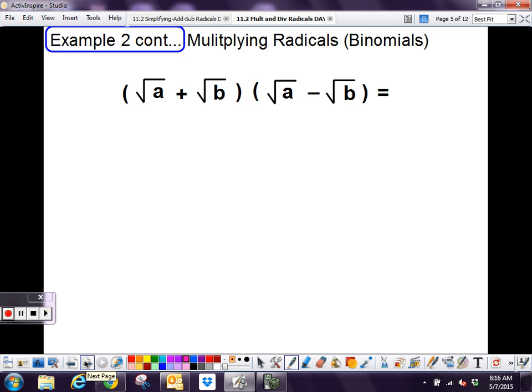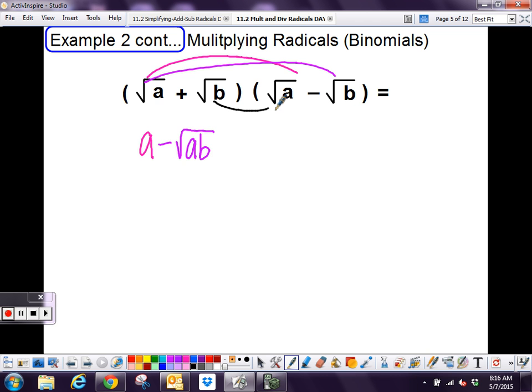Okay, so now we're going to be working with variables. So I'm going to do the first. Square root of a times square root of a. Again, any square root times itself is going to be whatever is underneath, that radicand. So square root of a times square root of a, that's just a. Now we're going to do the outside. So square root of a times the negative square root of b. So that's going to be minus the square root of ab. Outside times outside, inside times inside.